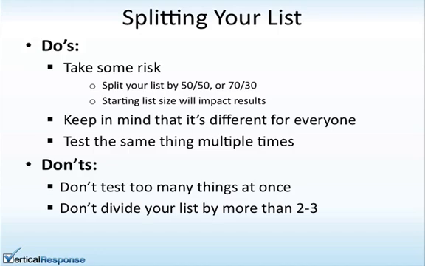If your list is 200 and you split it in half, even if 5 people do something different with your email, that's going to have a larger impact on the results that you're seeing. So you just want to keep that in mind when you're doing some testing.